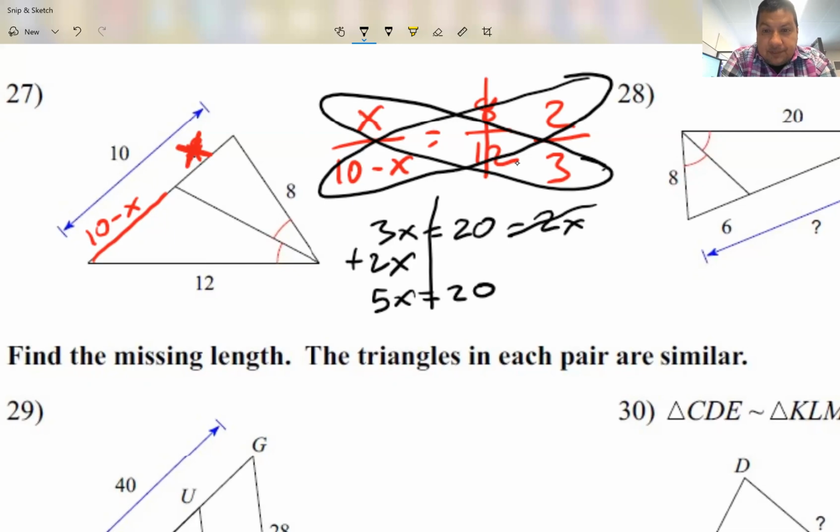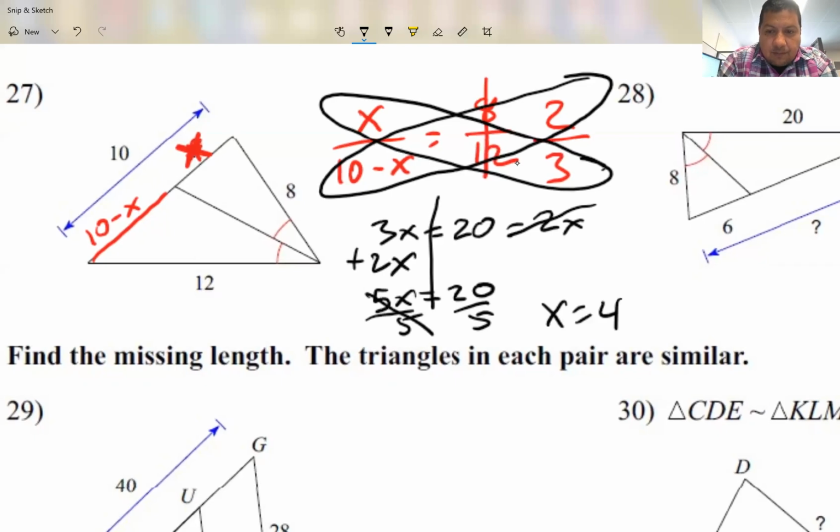All right, I'm almost there. Let me divide both sides by 5. So I get that X is equal to 4. Again, you don't have to type in on your homework or your quiz X equals, just 4.